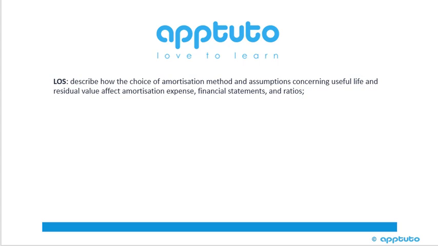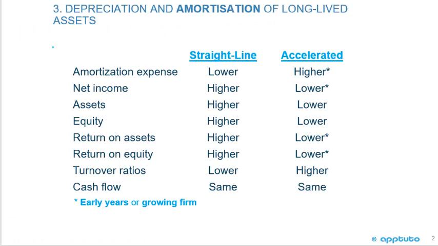This LOS is to describe how the choice of amortization method and assumptions concerning useful life and residual value affect amortization expense, financial statements, and ratios. Okay, there's only one slide for this LOS because this is exactly the same as the slide for the LOS that talks about the depreciation expense.